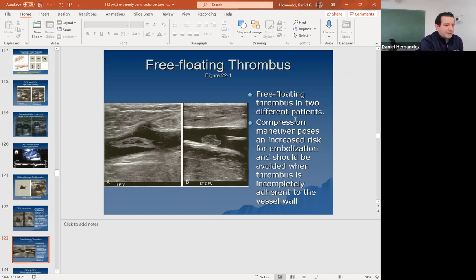So just remember that compression maneuver can also pose an increased risk for embolization and should be avoided when thrombus is incompletely adherent to the vessel walls. So if you see something flapping around like that, try and avoid doing compression. So document it, put your color on, and try and avoid compression of that. In addition to compression, try to avoid performing augmentation as well.